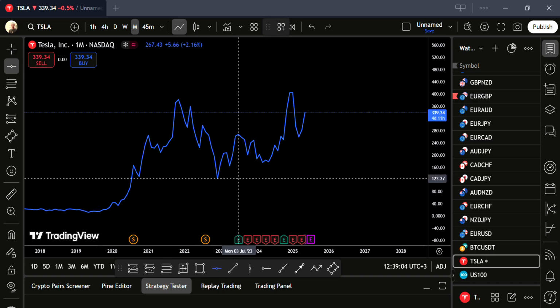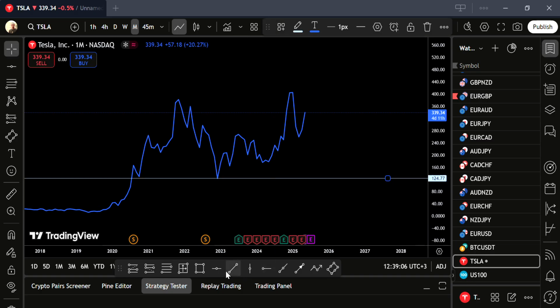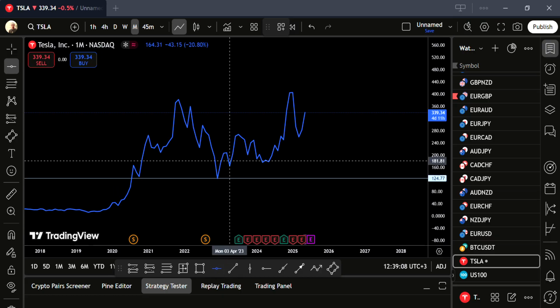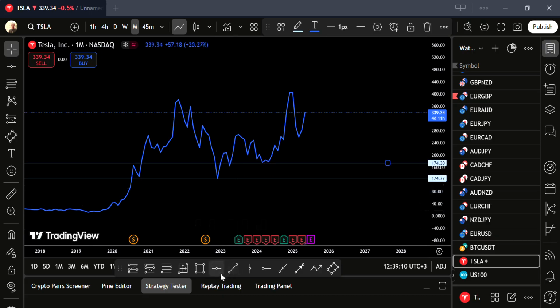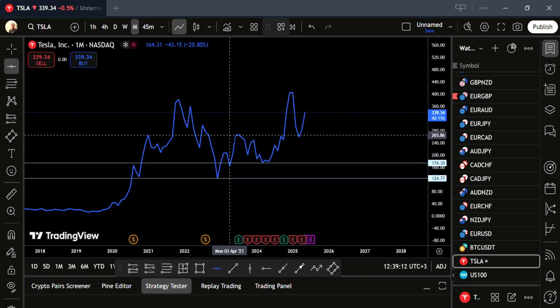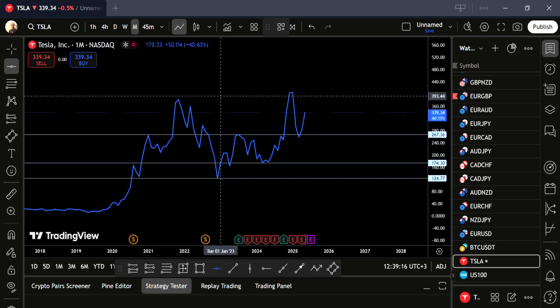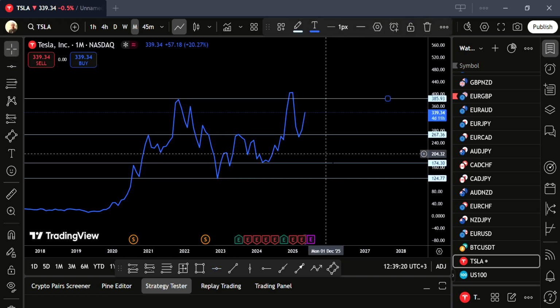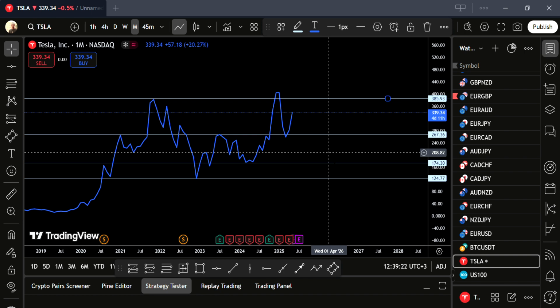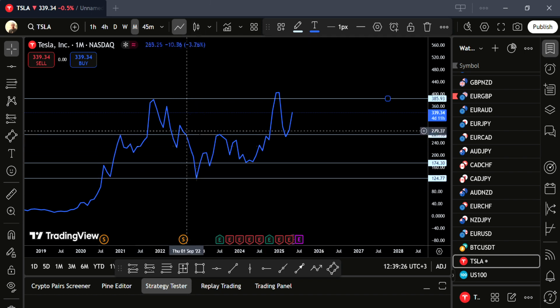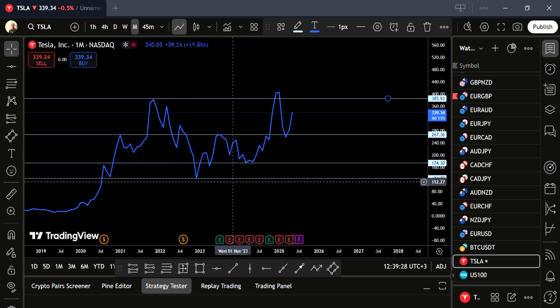Draw the areas that you see that pop out immediately when you're on the chart. Those are the areas that you're going to draw the line on. Good. So what do we have here on Tesla? We have 1, 2, 3, 4 areas that pop out.